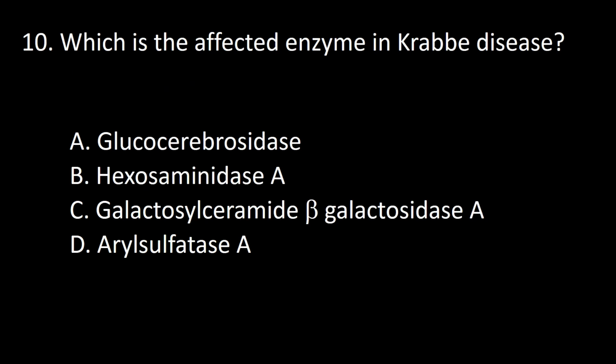Next question. Which is the affected enzyme in Krabbe disease? A, glucocerebrosidase, B, hexosaminidase A, C, galactosylceramide beta-galactosidase, D, arylsulfatase A.